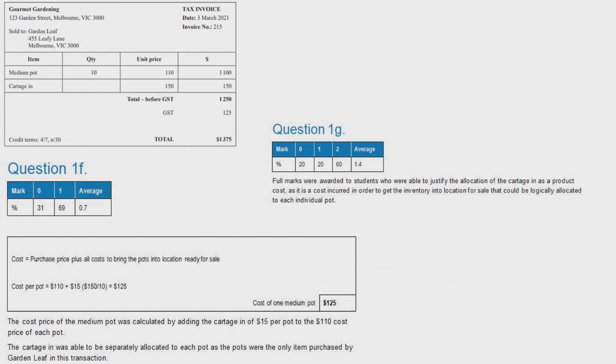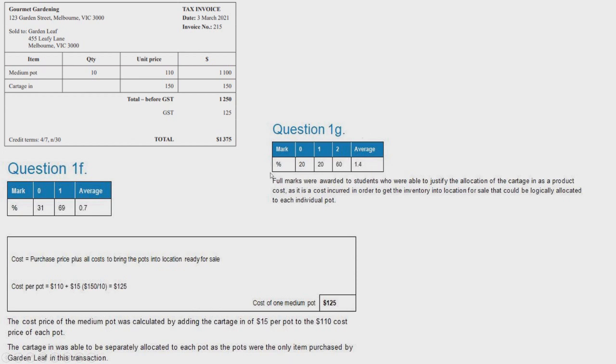F. So, one medium pot is $125. As I said before, each pot is 110. The cartage in can easily be divided per unit. So 150 divided by 10 is 15. 15 plus 110 gives you 125, which is the answer.